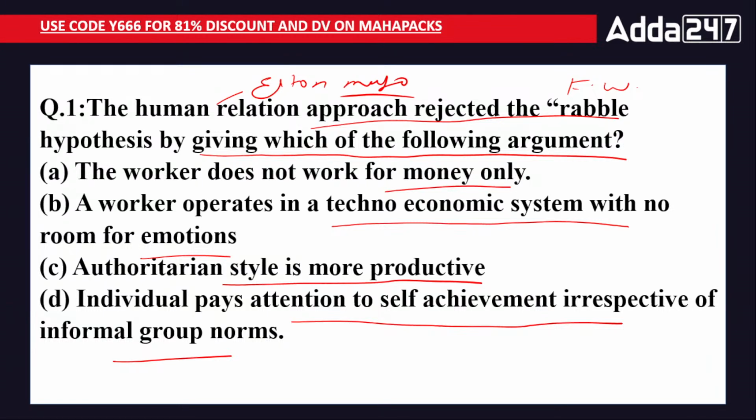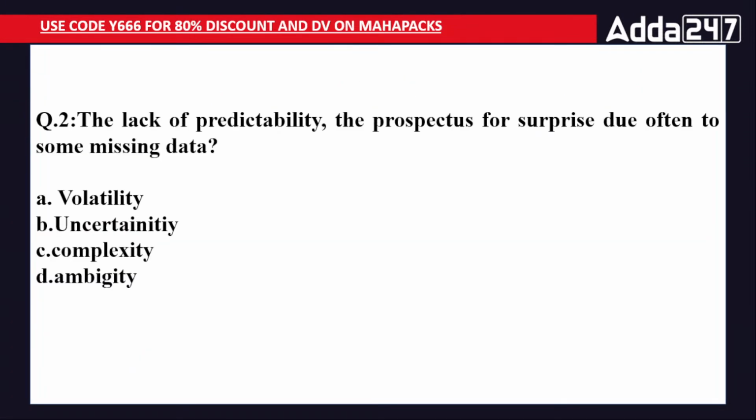See, the right answer here will be A, because the rebel hypothesis is all about workers only working for money. Workers are only motivated by money, but the human relation approach says that there is not only one need, money; there are other needs also, like human relations and social contact.